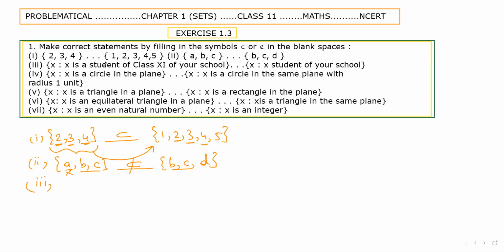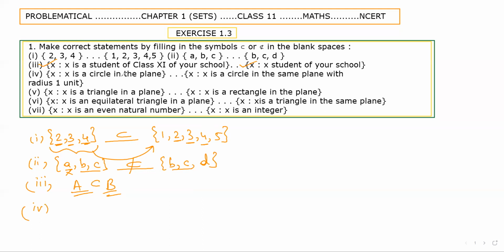Third, here your X is a student of class 11th of your school. On the right hand side, X is a student of your school. We know that all the students of class 11th will also be the students of your school. So we can say that here set A is a subset of set B, set A being the set of students of class 11th of your school, and set B the set of students of your school.